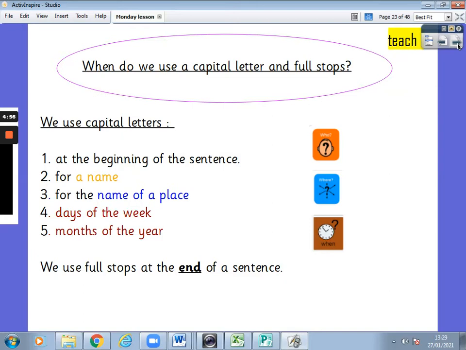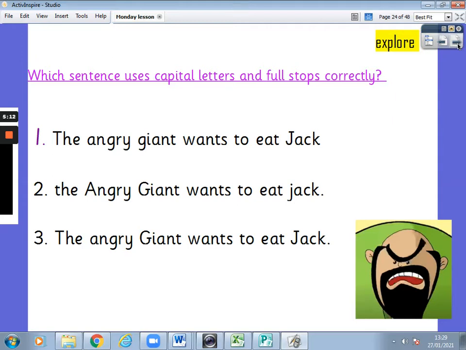When do we use a capital letter and full stops? At the beginning of a sentence for a name. Who? Name of a place. Where? Days of the week, month of the year, when, and we use full stop at the end of a sentence. Next job. Let's explore our capital letters and full stop.